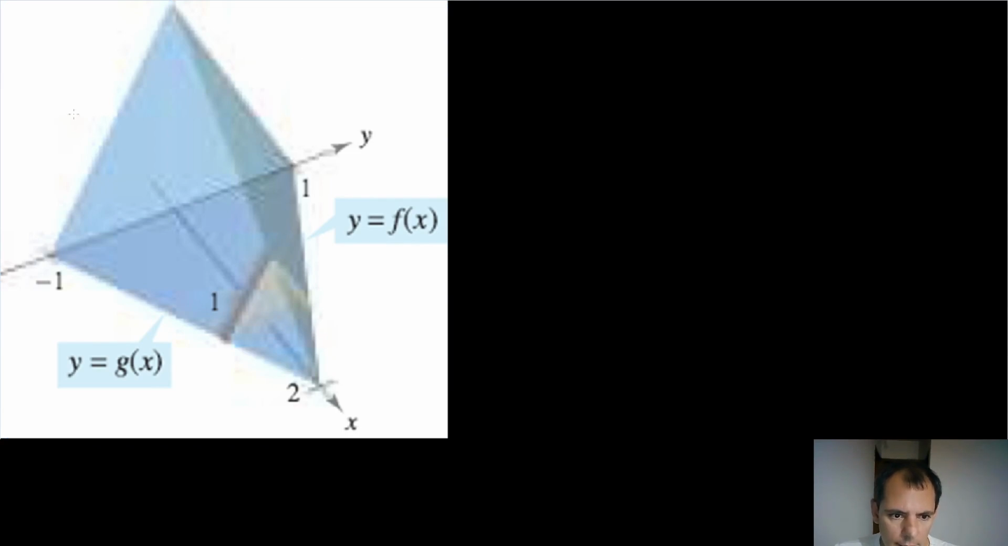This is the z-axis, up here. There's the y-axis, the x-axis. So y equals f of x in here is this line. The y equals g of x is this line right here, and it's on the floor. There's no z in here.